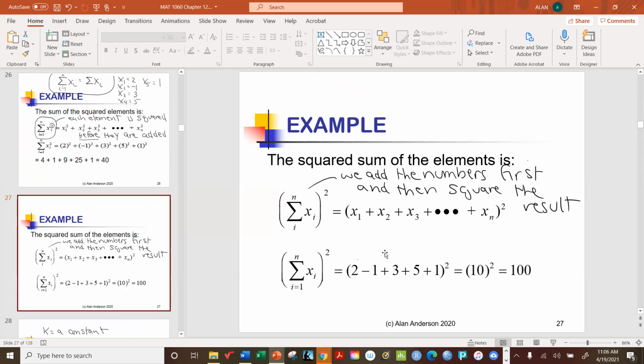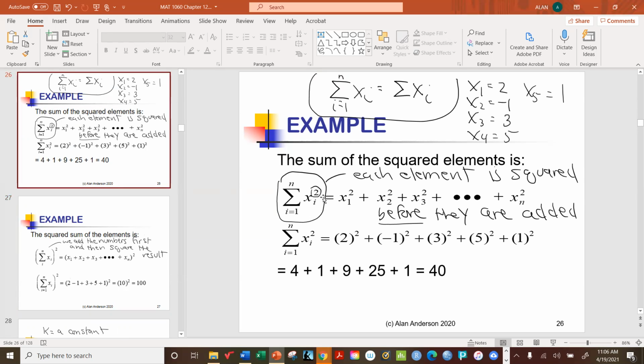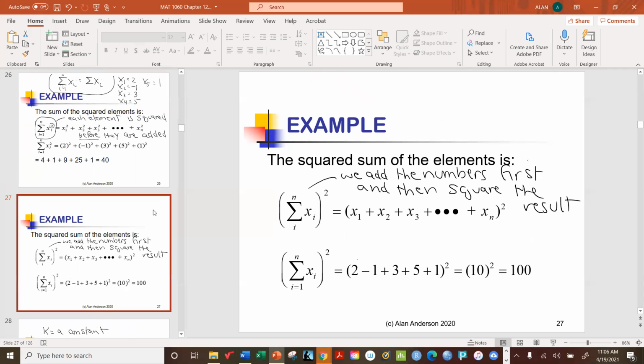Oh, something's different now. If you notice this one, I've got parentheses around the summation operator and then it gets squared. Here, that didn't happen, did it? No. So how do we interpret this case? This one tells me that I add up all the numbers first and only at the end do I square the result. Okay, so instead of squaring them and then adding them, I add them and then I square them. So that's how this one is different.